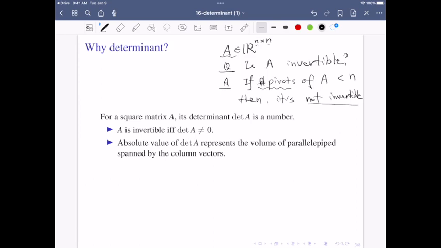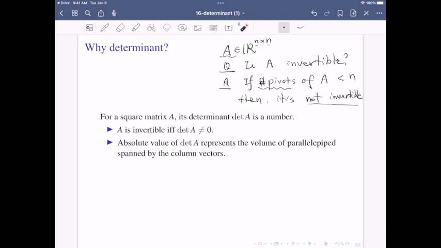Now we have a second approach to identify if this is invertible or not. Given a square matrix, you can always compute the determinant of A. If the determinant of A is not equal to 0, then A is invertible. If the determinant of A equals 0, then A is singular. So this is if and only if.